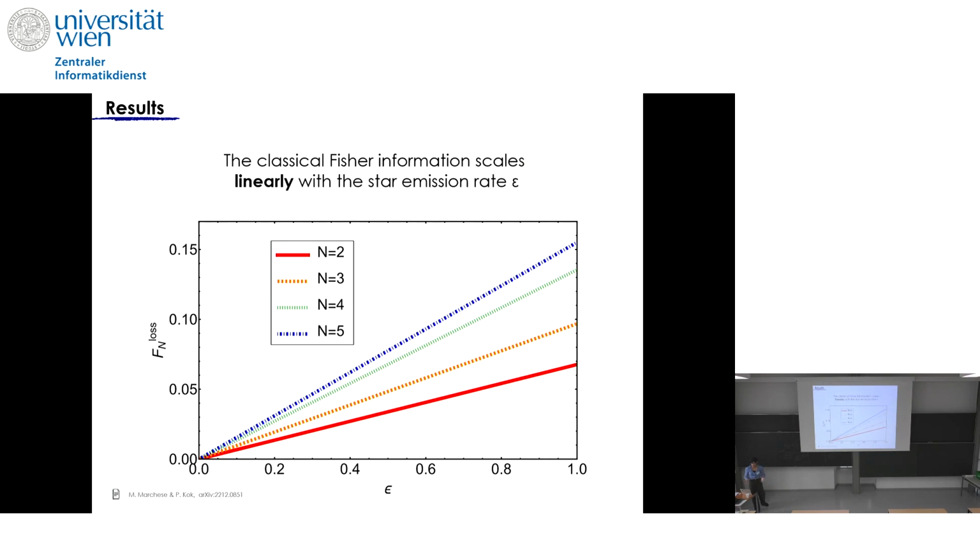And these are some of the results. Of course, the Fisher information scales linearly. This is the Fisher information for different numbers of ground-based photons, as a function of the emission rate. And we see that it scales linearly with it. The more you increase the number of photons, the higher the values of Fisher information, so the smaller the error on your parameter is going to be.